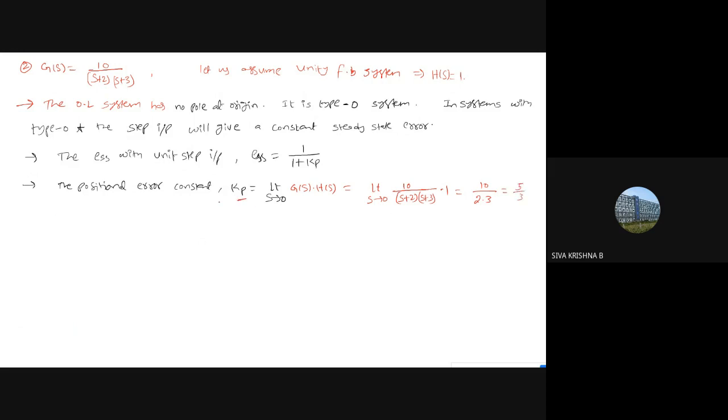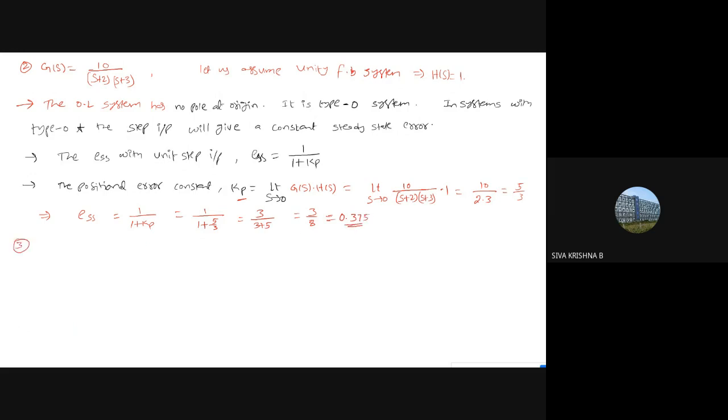That is the Kp value. That implies ESS equals 1 by 1 plus Kp, that means 1 by 1 plus 5 by 3. So 3 by denominator 3 plus 5, so it is 8. So 3 by 8 means 0.375. Okay, done. That's it.